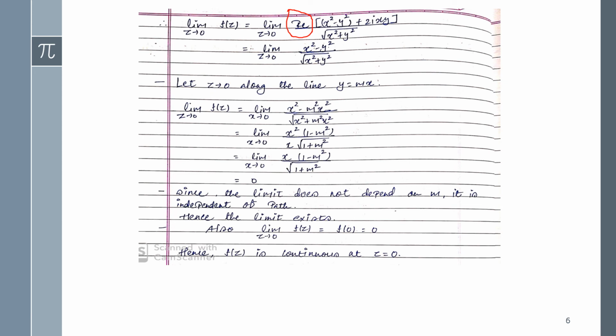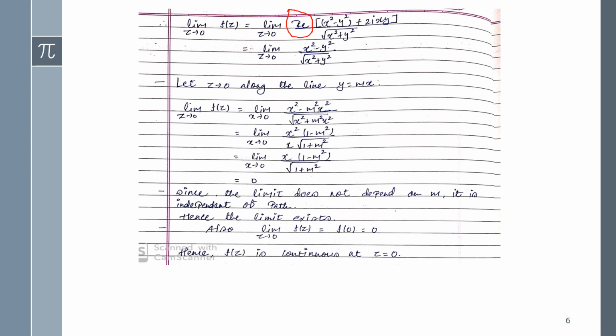Okay, now with the same procedure, this function again has two variables. So for this function we have to apply one of the paths, y tends to mx. So I'm applying it. In place of y we will now put mx, and the limit goes to x tends to 0. So x square minus y square, that is, x square minus m square x square, upon under root of x square plus y square, that is, x square plus m square x square.